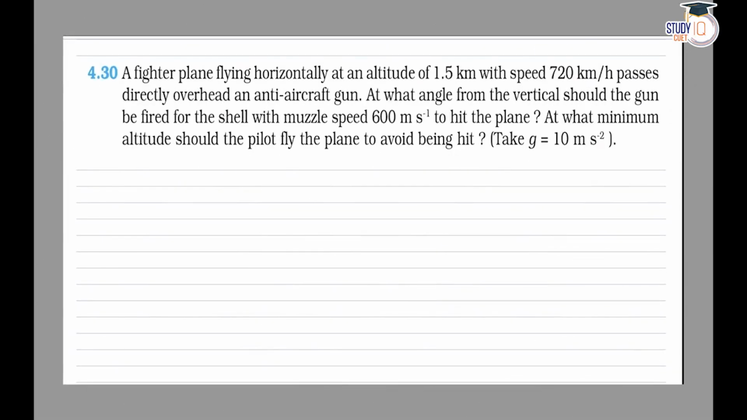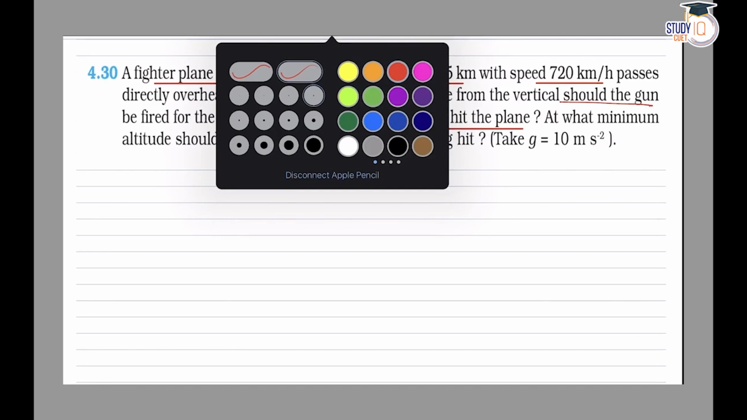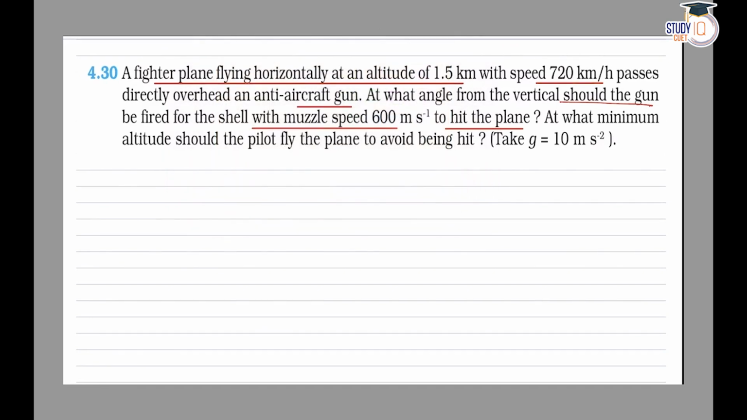Physics NCERT, Class 11th, 4th chapter, which is Motion in a Plane, question number 4.30. In this, a fighter plane flying horizontally at a height of 1.5 kilometer and with a speed of 720 kilometer per hour passes directly overhead an anti-aircraft gun. At what angle from the vertical should the gun be fired with muzzle speed of 600 meter per second in order to hit the plane? So when we draw its schematic, it will be like this.